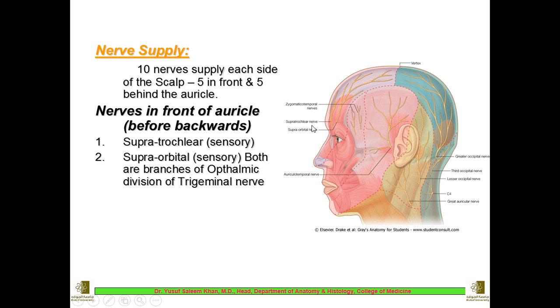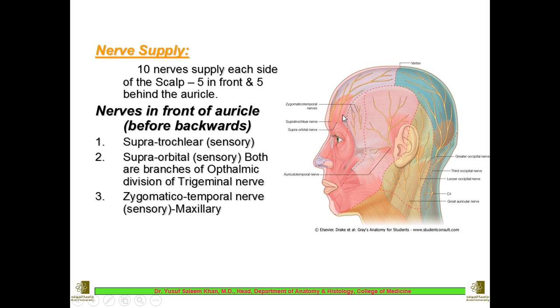This is also sensory. So this is the supratrochlear and this is the supraorbital nerve, which are supplying most of the frontal part of the scalp. Both these nerves are branches of the ophthalmic division of the trigeminal nerve. We'll go into detail about the trigeminal nerve at a later stage. Right now you can see this is supplied by the 2 nerves coming from the ophthalmic division of the trigeminal nerve, the supraorbital as well as the supratrochlear. So these are the 2 nerves in the front.